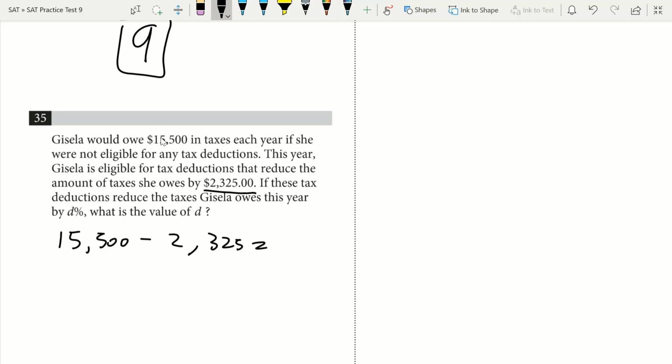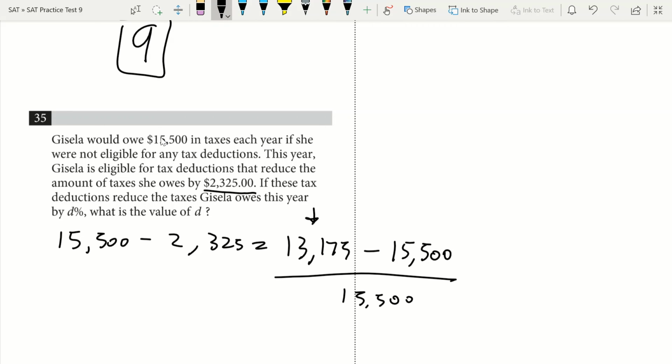15,500 minus $2,325. That's going to give me $13,175. That's how much she's paying this year. Well, I know that she got a tax reduction, so her new amount that she has to pay in taxes is that. The amount she would have had to pay if she didn't have those deductions was $15,500. So I go ahead and set up my new minus old over old format for finding percent change.